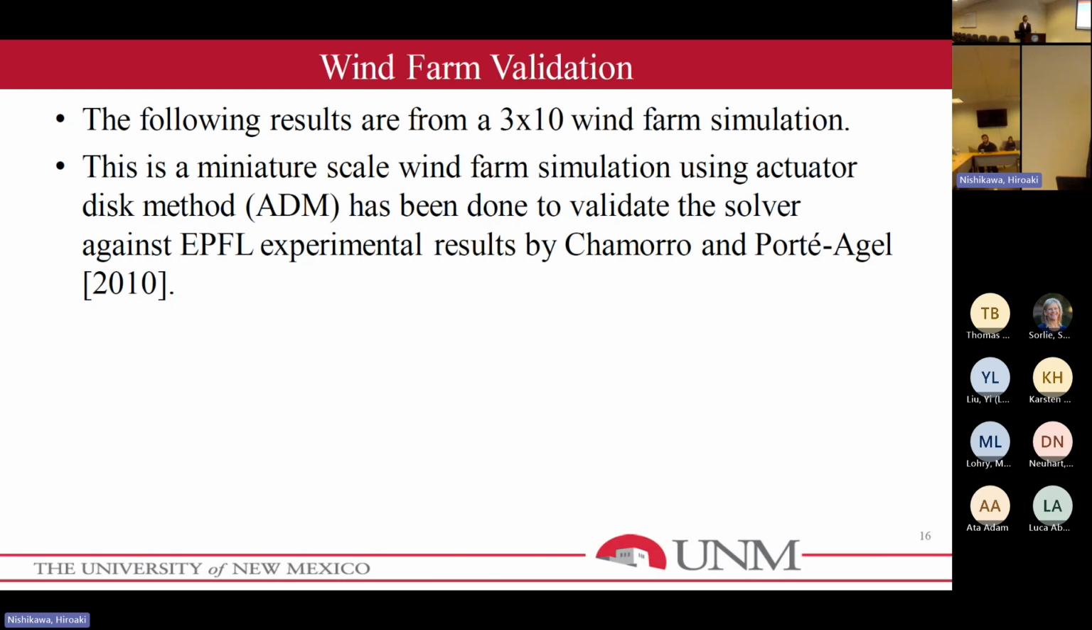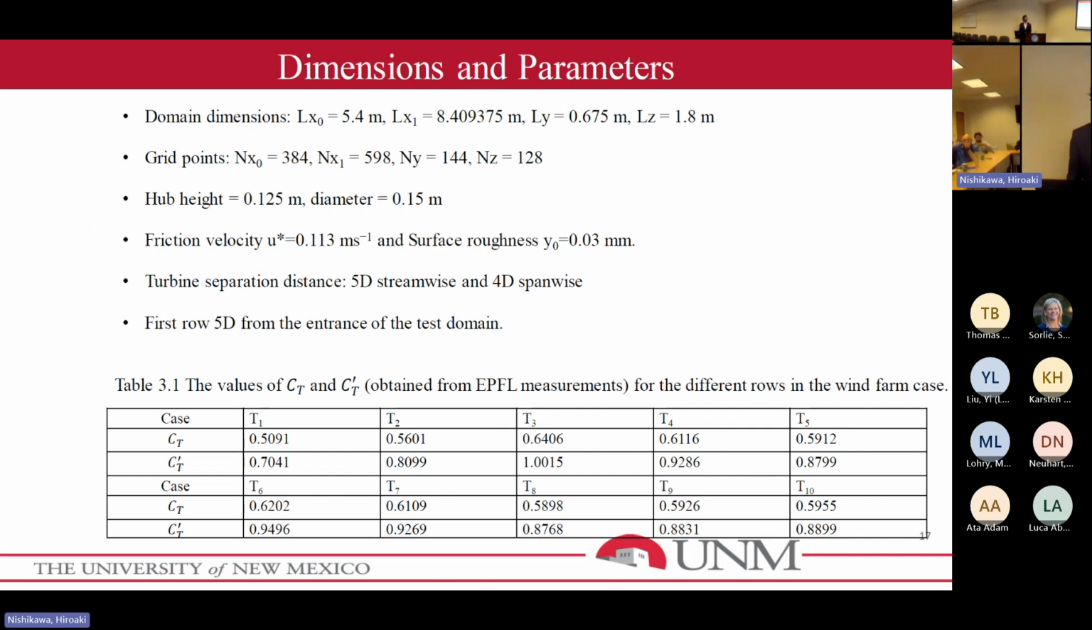Okay. Yeah. So this is the wind farm validation. For this wind farm validation, we consider the 3x10 wind farm simulations, and we used this method as described earlier, and we validated against the experimental results conducted by Chamorro and Porté-Agel. So these are the dimensions we used. One thing to notice here is that we use the same thrust coefficient obtained from the measurement.